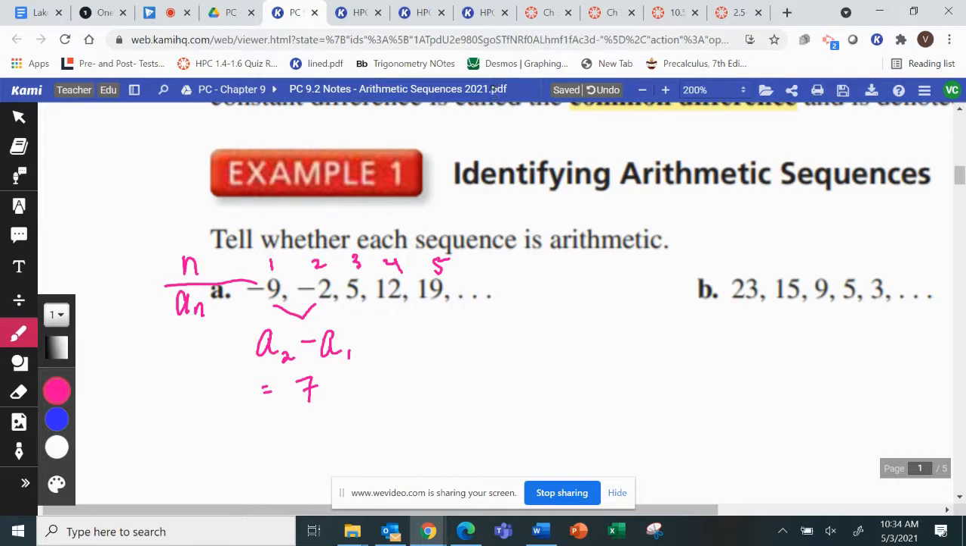Now, to get the next one, the formula would be a sub 3 minus a sub 2. So if I take 5 and I take away negative 2, I get 7. Is that the same for every single pair of numbers, every single consecutive pair? Is this one 7? Is this one 7?